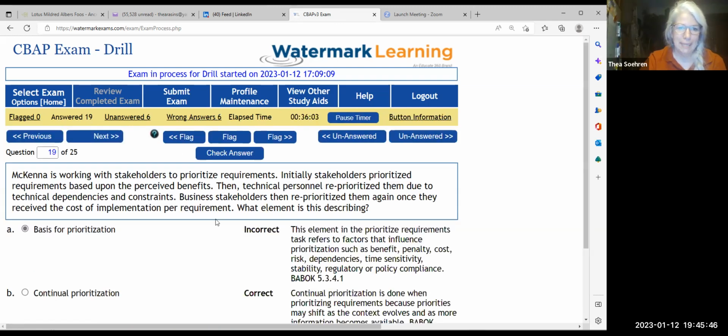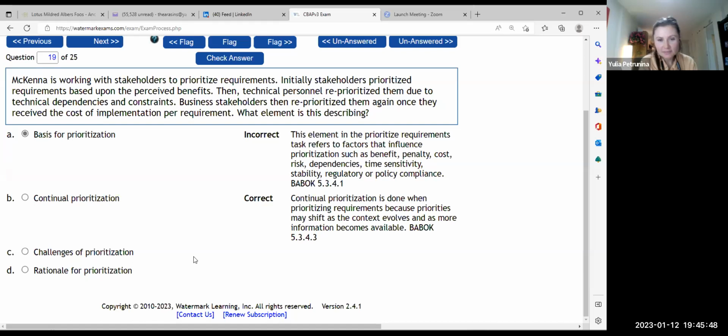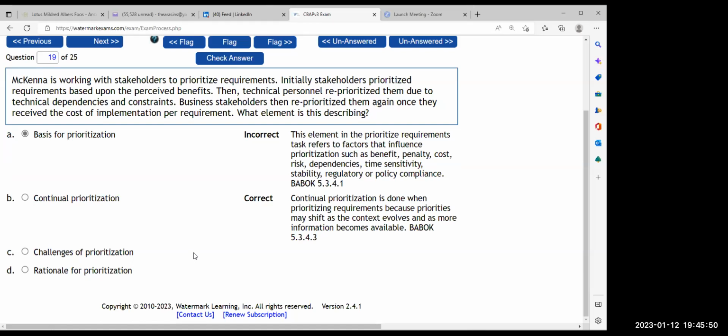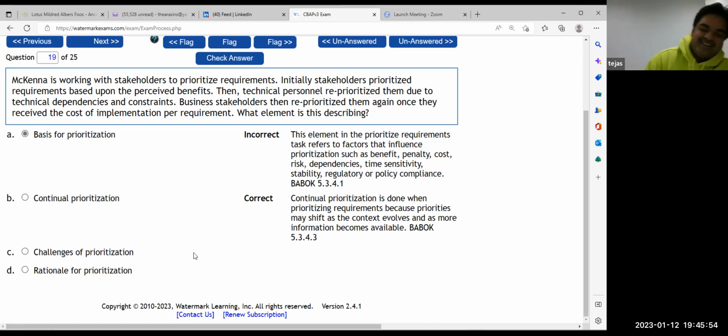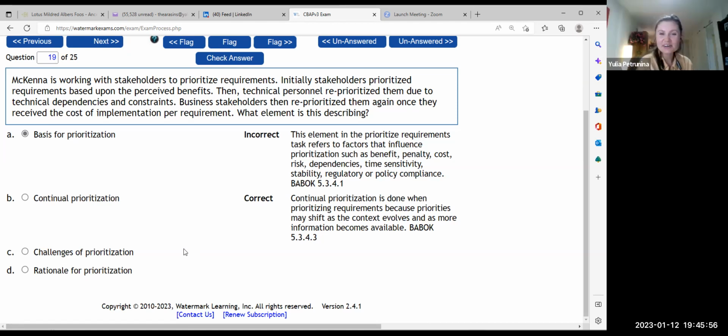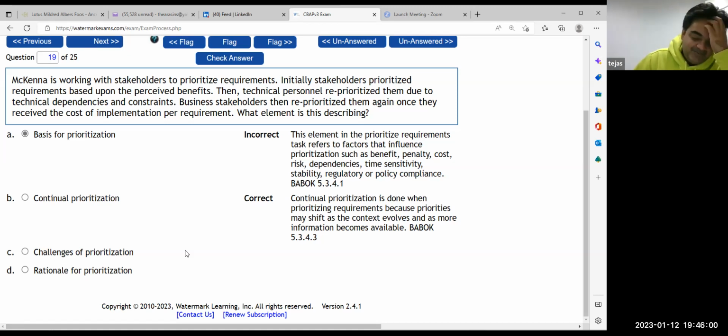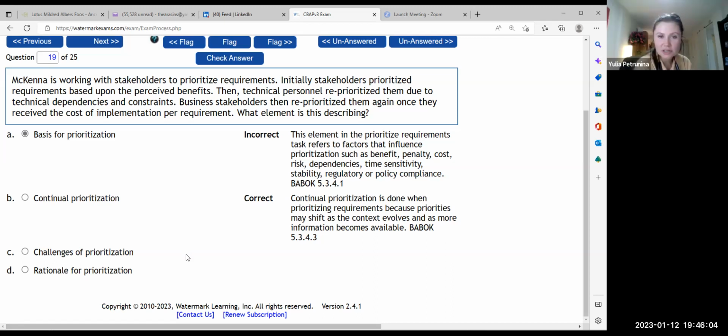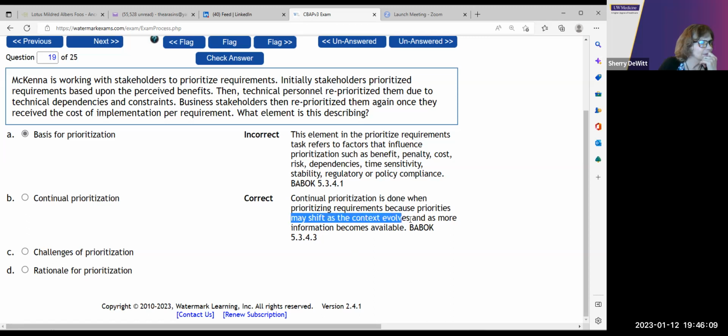Let's check it. Oh, continual. Yay, it was continual prioritization. You tricked us. You didn't read that part, did you? I did. Okay, the factors that influence prioritization may shift as the context evolves. That makes sense.